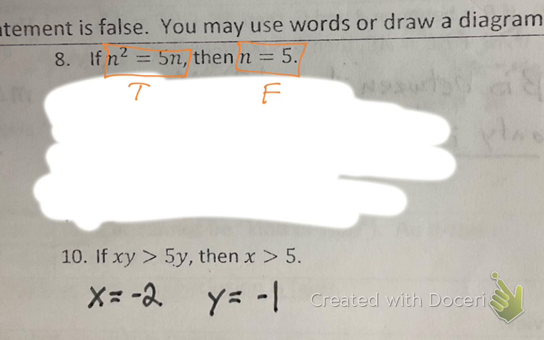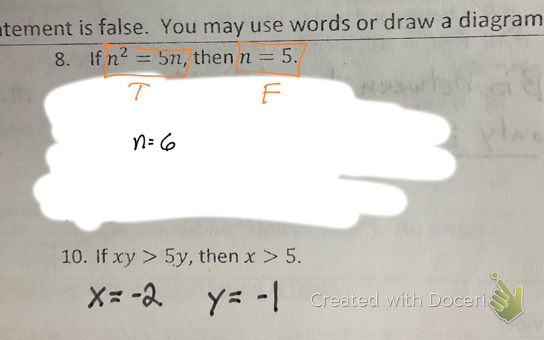So the first part needs to be true, the second part needs to be false. So if I would pick n equals 5, I'd have 5 squared, 25, equals 5 times 5, 25. This part would be true, but so would this part. So that's not a counterexample. That wouldn't work. If I pick something like n equals, let's say 6. 6 times 6 is 36. 5 times 6 is 30. Is 36 equal to 30? That can't be a counterexample because this first part must be true.